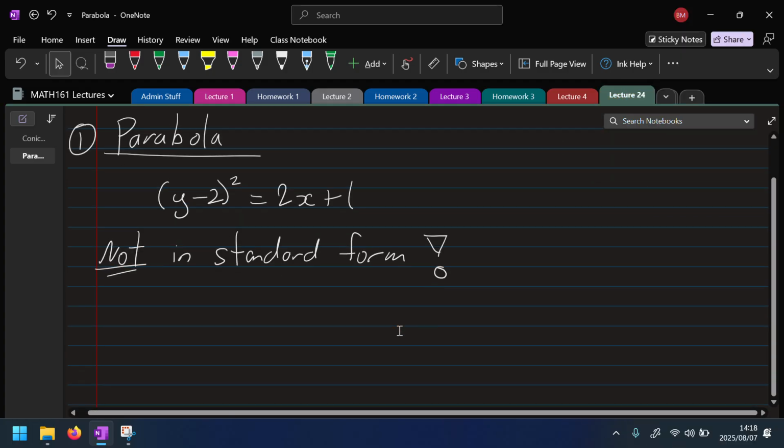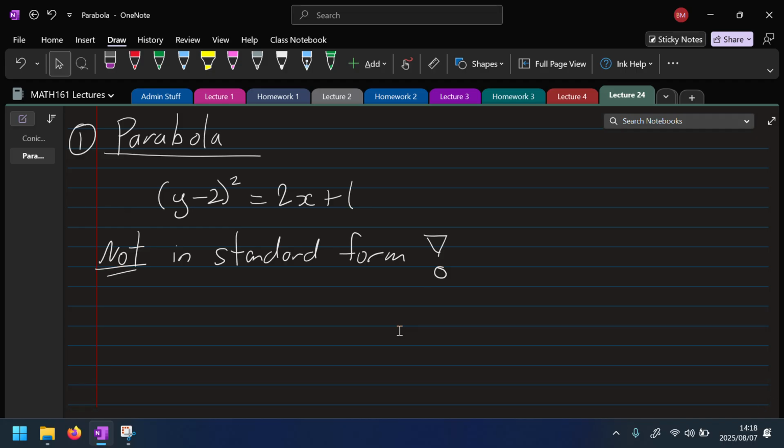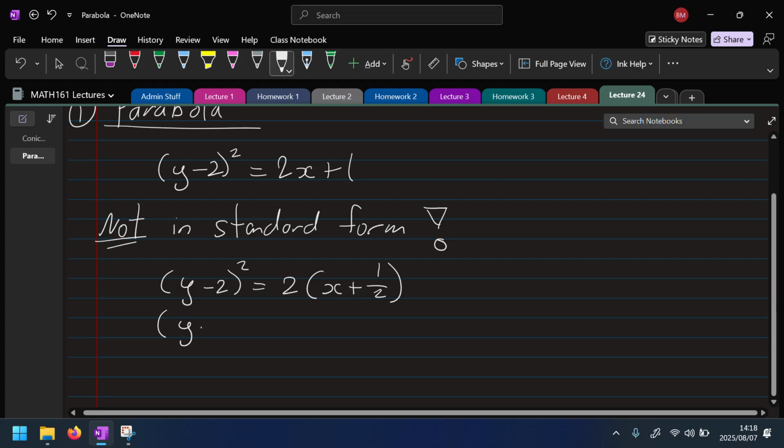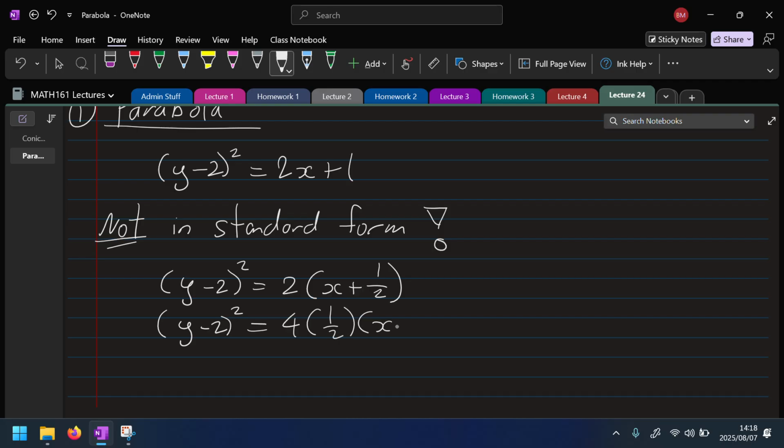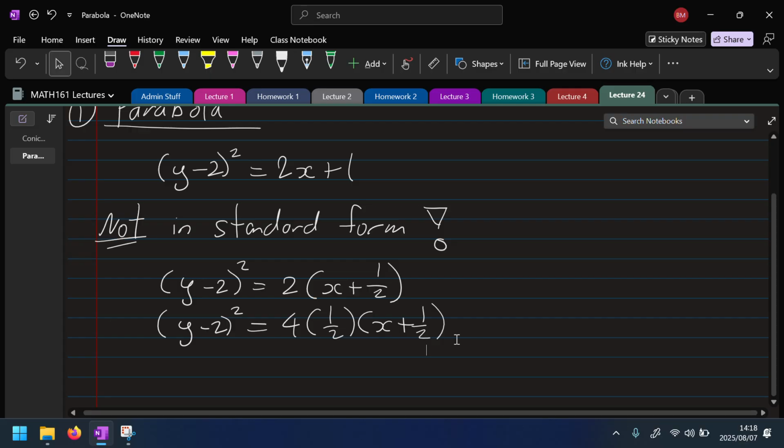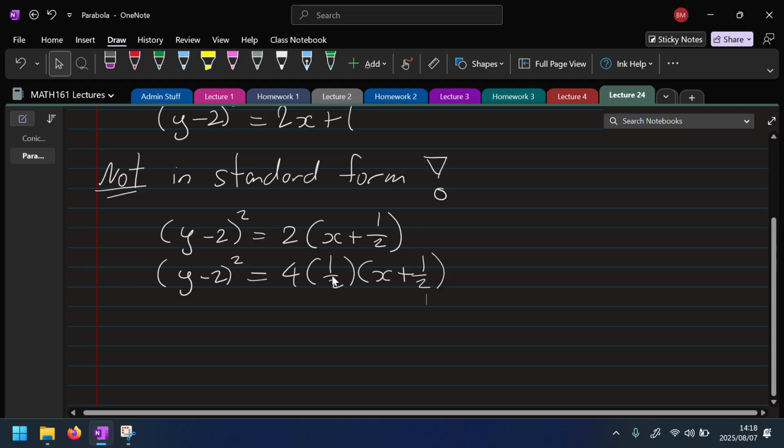So let's go back here. How do we write it in standard form? Firstly, we want that x to be by itself, so let's factor out that 2. We're going to have (y minus 2) squared is equal to 2 times (x plus a half). That's looking better. But we want the 4 in the front. Currently we have a 2, but that's fine. 2 is just half of 4. So this is going to be (y minus 2) squared equals 4 times a half, times (x plus a half). Now it is in standard form, and we can identify what we need. It's 4 times p, so p must be a half.